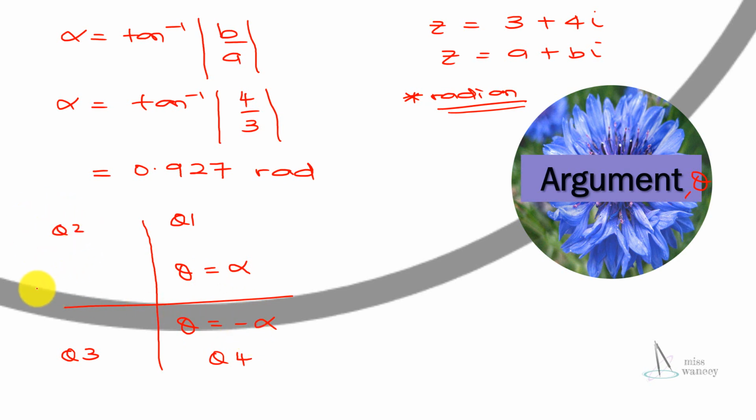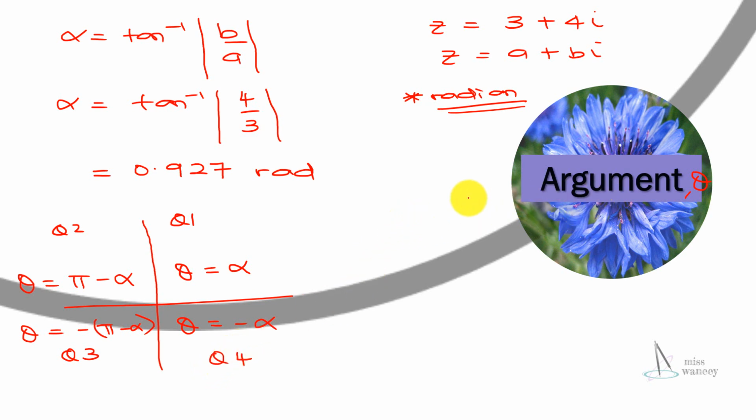If we are in the second quadrant, theta is equal to pi minus alpha. In the third quadrant, theta will be the negative of pi minus alpha. So as long as you can remember the first and the second quadrant, you can simply multiply by negative in order to obtain the third and the fourth quadrant.